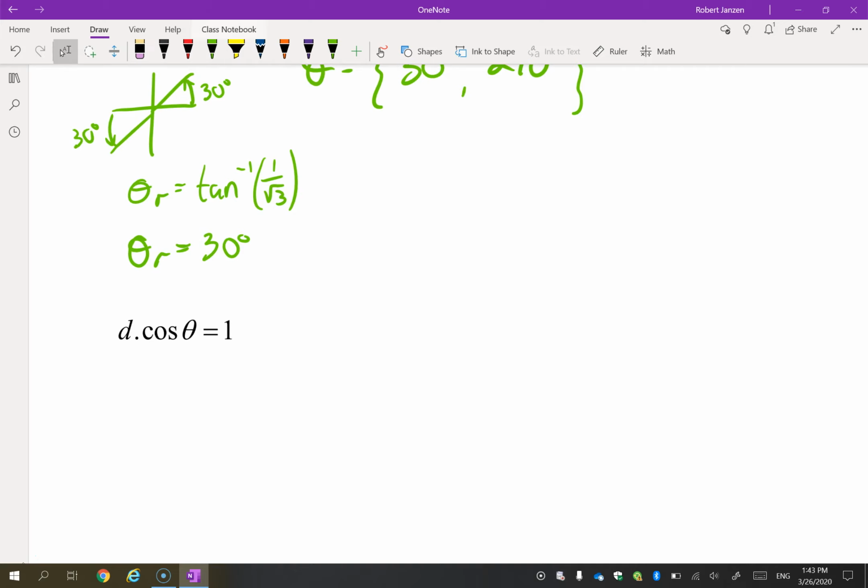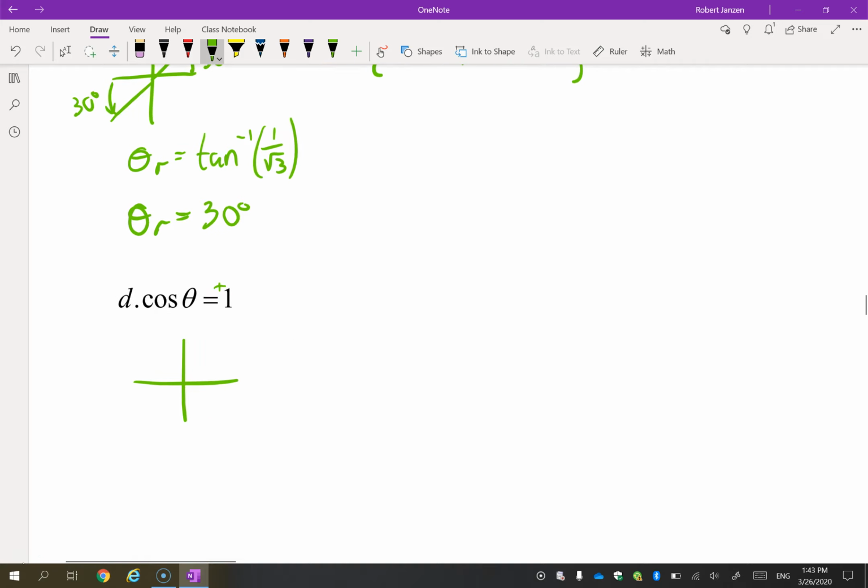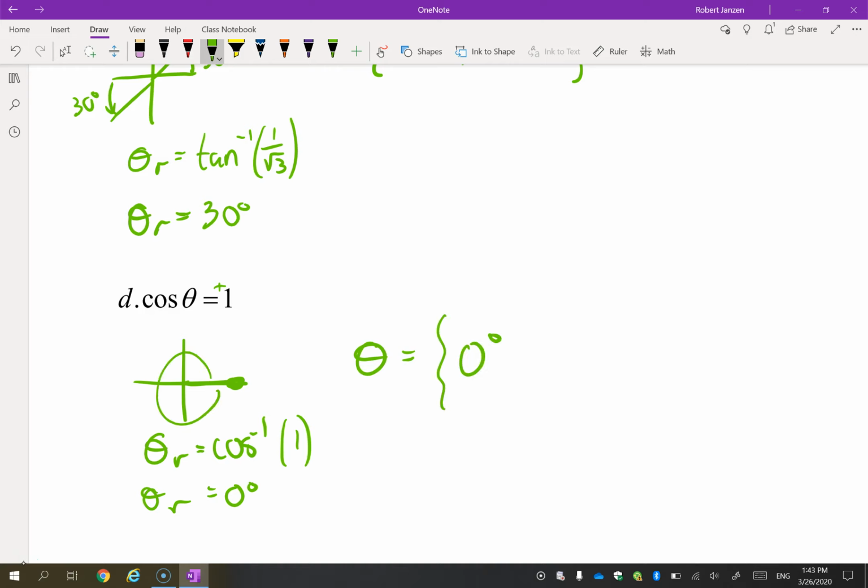Okay, this one's a little different, because where is cosine positive here? Well, cosine is positive in these two quadrants, but where is cosine equal to 1? That's a bit of a different answer. That's actually right on the x-axis. So what is the reference angle? Well, where is cosine 1? The reference angle is 0. So the answer is 0. Or 360.